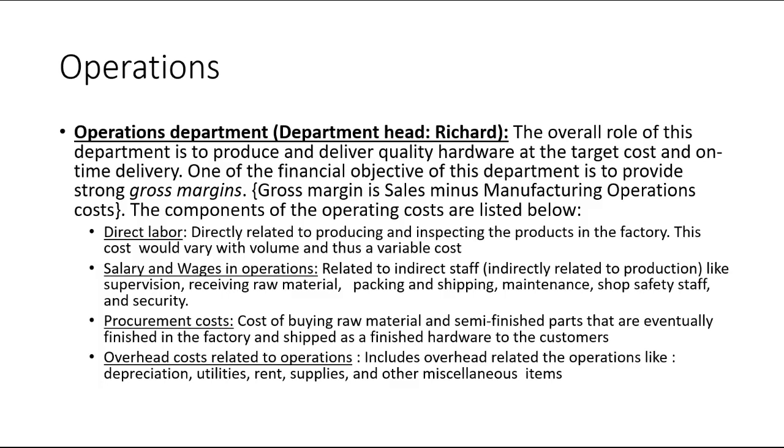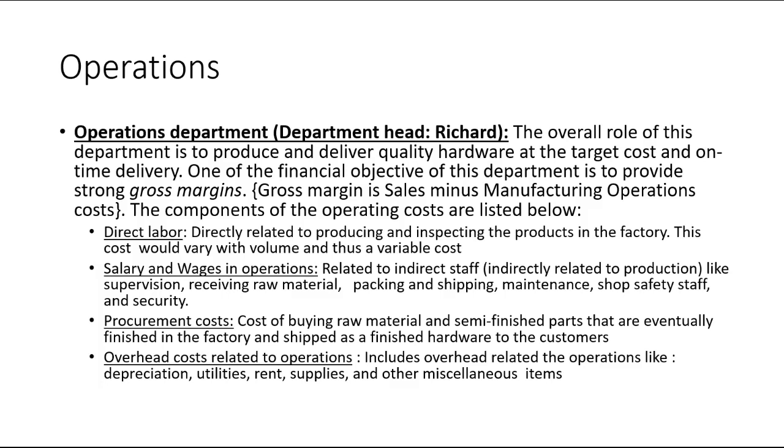So the operations department in our case study is run by Richard. And the overall role of an operations department is to produce and deliver quality hardware at the target cost and on-time delivery. So Richard, in this case running the operations, that is his key objective. Now, one of the financial objectives of this department is to provide strong gross margin. Remember, in the prior slide, we talked about from sales, we subtract cost of goods sold, and we're left with gross margin, the money we need to continue to pay, and hopefully we're left with something for net income. So if you're running operations, one of your key objectives is to drive the gross margins higher.